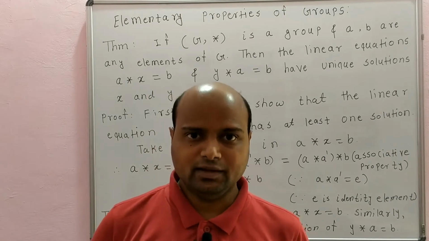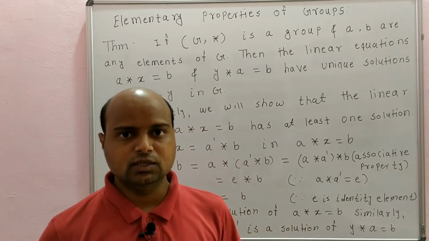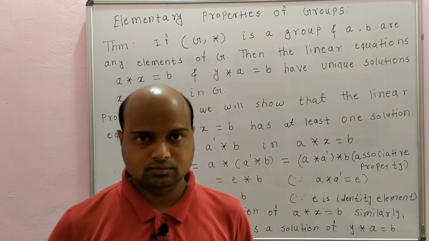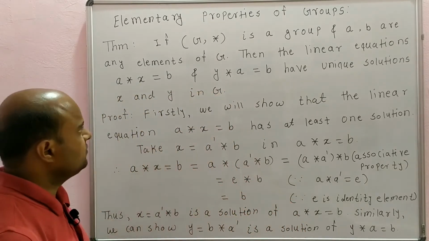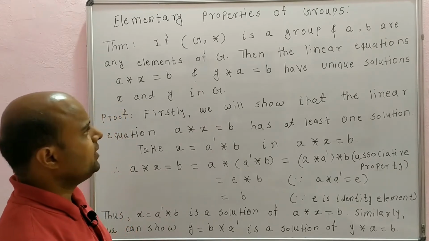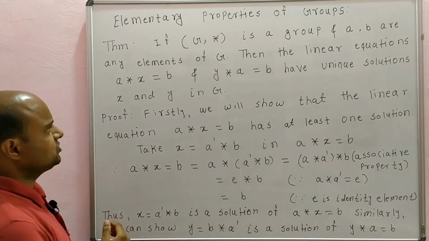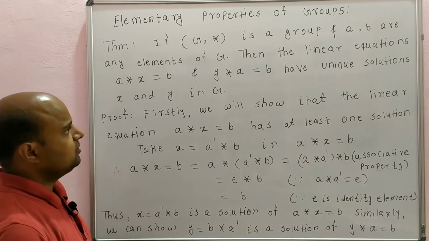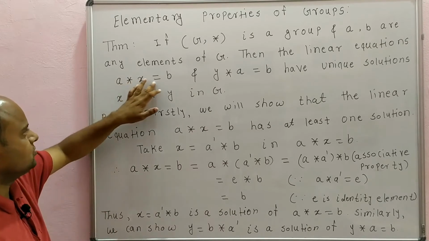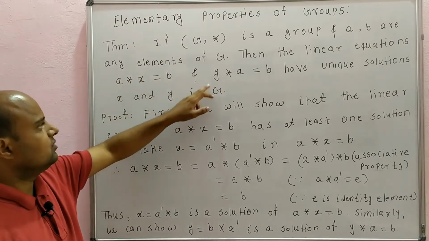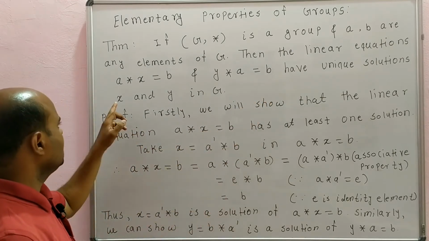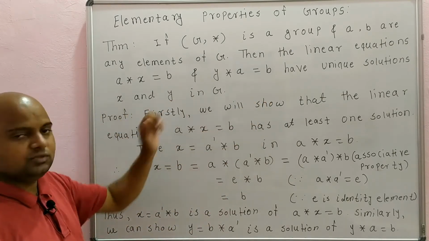Now we show that any linear equation in a group G has a unique solution in G. Theorem: if G is a group with binary operation star and A and B are any elements of group G, then the linear equations A star X is equal to B and Y star A is equal to B have a unique solution X and Y in G.